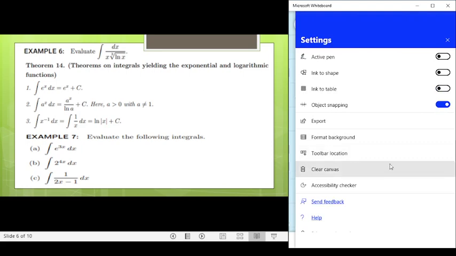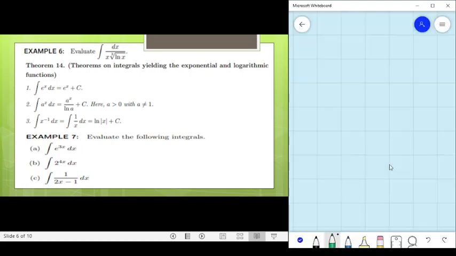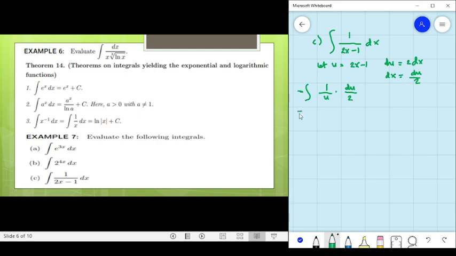and for number 3, or letter C, we have the antiderivative of 1 over 2x minus 1 dx. If we let u be 2x minus 1, the derivative of u is equal to 2 dx. So dx is equivalent to du over 2. So replace it with u. So the given now becomes 1 over u, and then dx will be substituted with du over 2. And this would be equivalent to 1/2 the antiderivative of 1 over u du.